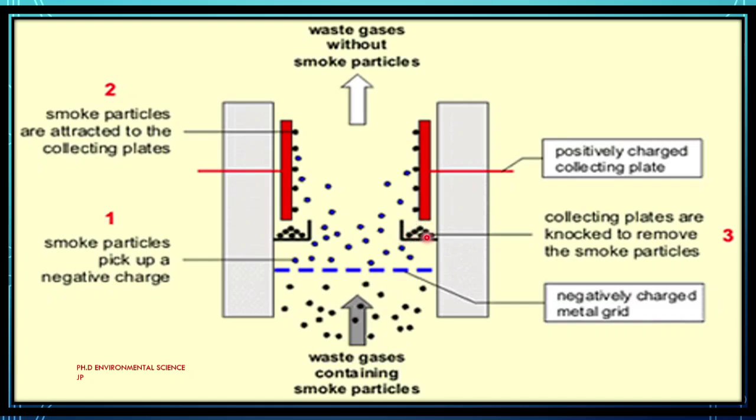Now the cleaned gas is free of smoke particles. It is released from the electrostatic precipitator and can be safely vented into the atmosphere. This process is highly efficient and is commonly used in industrial applications to control air pollution.